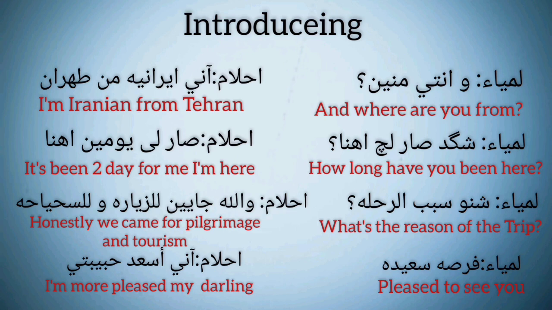والله جايين للزيارة وللسياحة. والله literally means I swear to God, but in this context we translate it as honestly or frankly. Honestly, جايين, we came. للزيارة, we came for pilgrimage. Or وللسياحة, and tourism. Honestly, we came for pilgrimage or tourism.